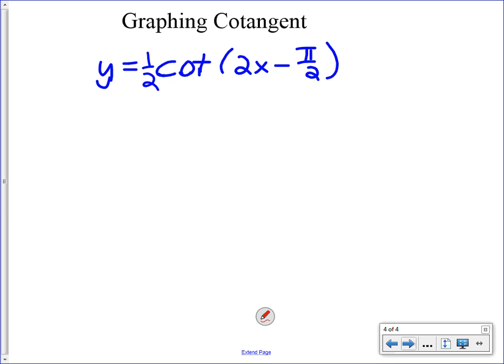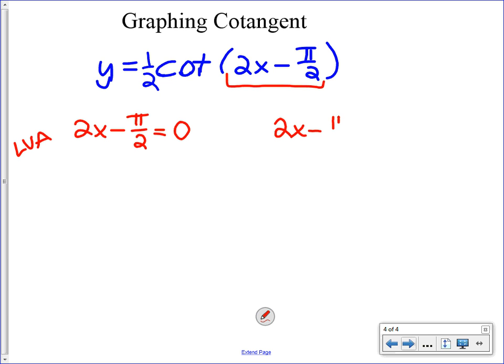Okay, so again, it's all about the VAs. We're going to take what's inside the parentheses, and we're going to set it equal to 0. This is going to help us find our left VA. And then we're going to take 2x minus pi over 2 and set it equal to pi. And this will help us find our right VA. 0 and pi are the VAs for our parent graph. So when we solve these equations for x, we're essentially applying that phase shift, and we will end up with our new VAs. Okay. All right, so let's go ahead and solve these.